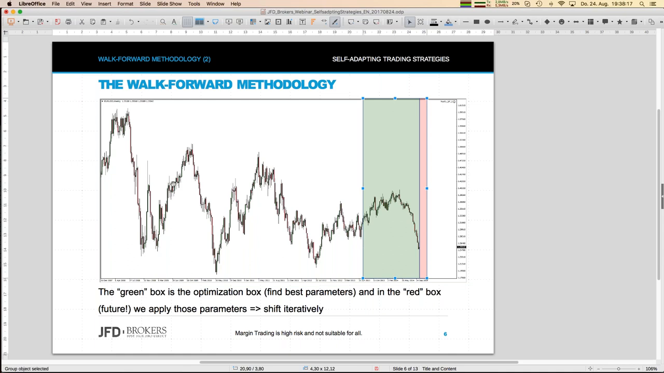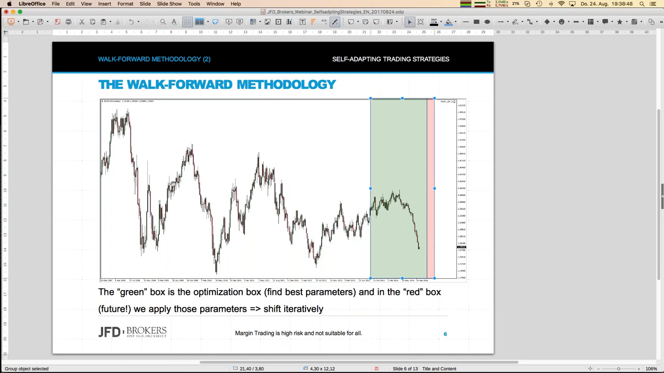But there's another point. I mentioned already the parameters might change, and they will change. And that is nothing else than a self-adapting strategy. The market conditions might change while we move our green box through our data. And the markets will change maybe once again, and we get new prices here, and we do it iteratively once again, the same step.